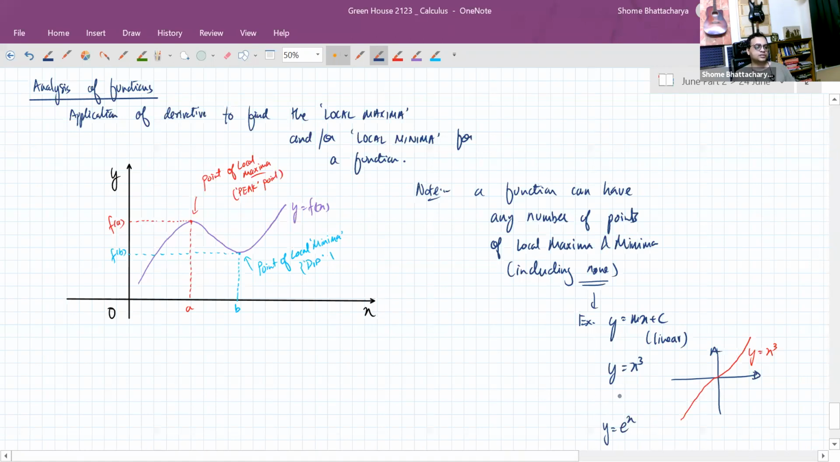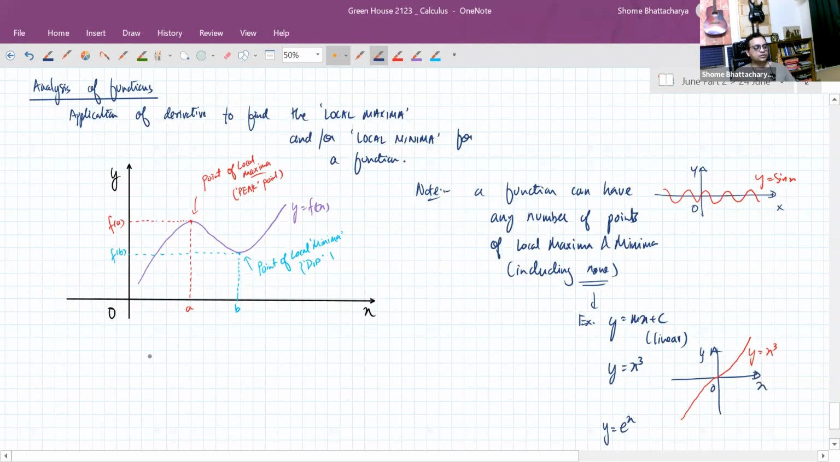So there are examples of this, but at the same time, it can have a large number of peaks and dips also. So for example, if you visualize the graph of sine x over the entire set of values of x from minus to plus infinity, sine x looks like a curve like this. It looks like a wave like this. So it has infinite number of local maximas and minimas. So anything is possible in general for functions.